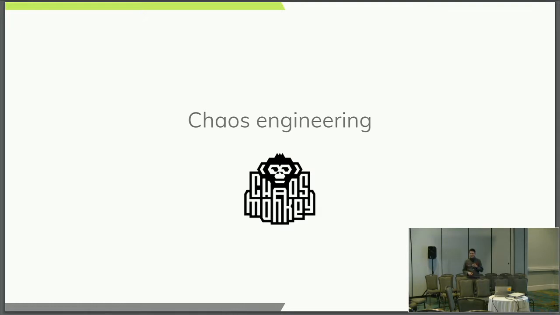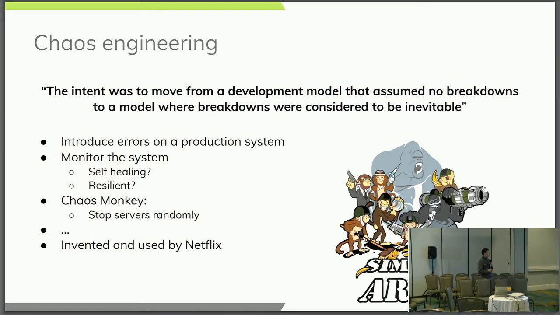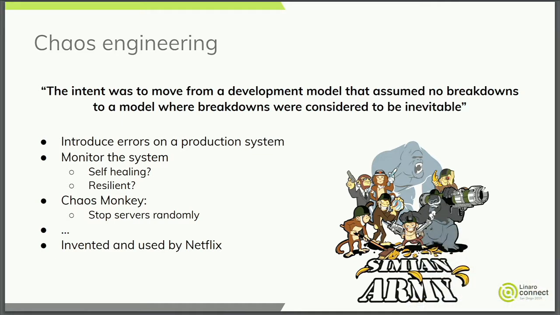The last stuff, Dan will be happy about it. This is the fourth level for me in testing. I never did that. It's called chaos engineering. I will just read this sentence because it has been invented by some Netflix engineers. The intent was to move from a development model that assumed no breakdowns to a model where breakdowns were considered to be inevitable. So instead of hoping that nothing will break, you have to develop thinking that if something will break, which is really different.